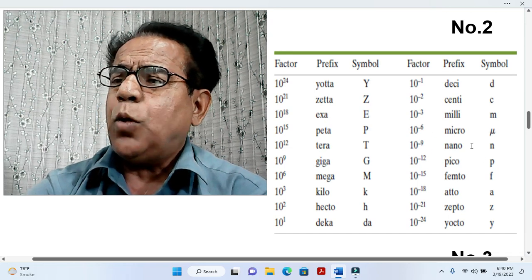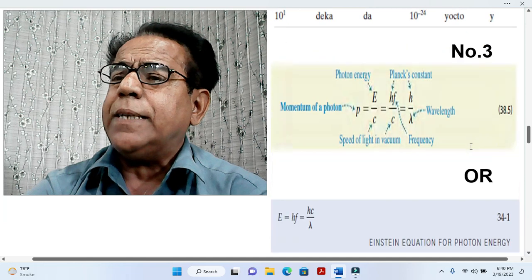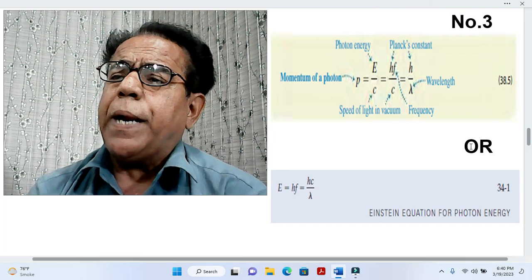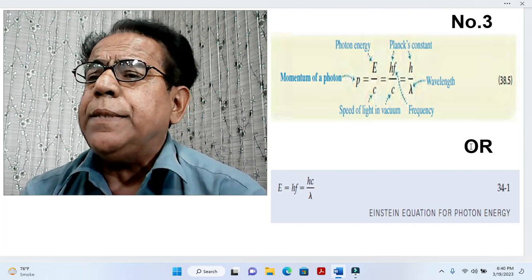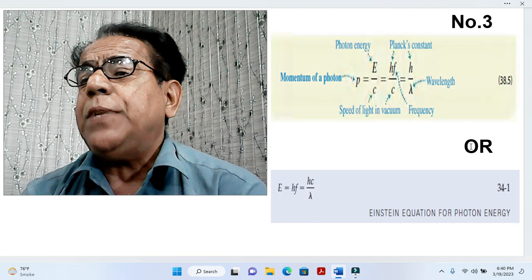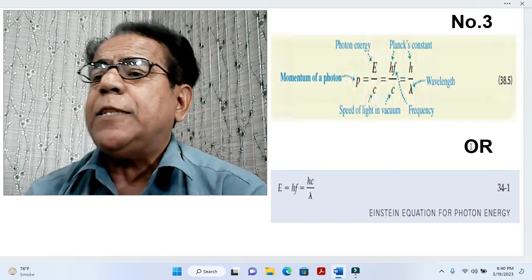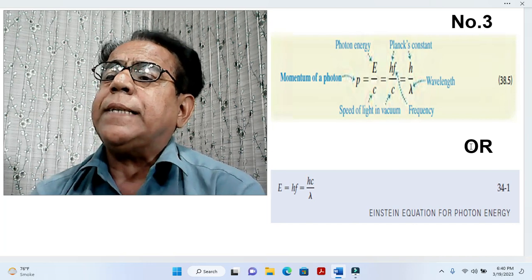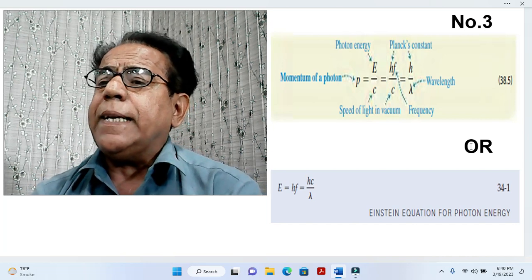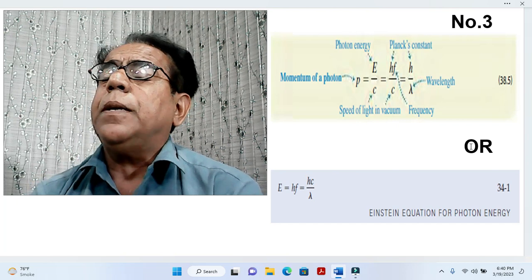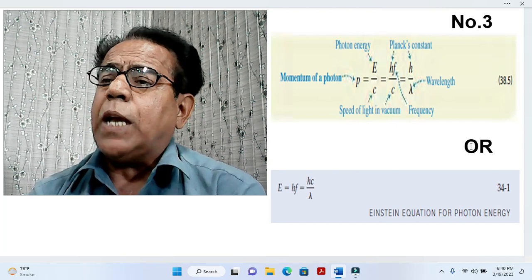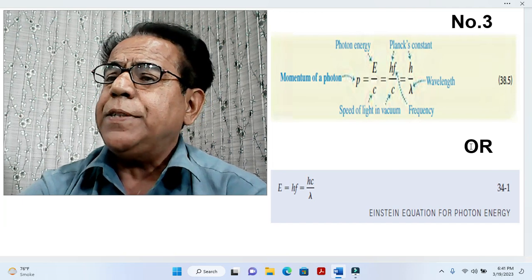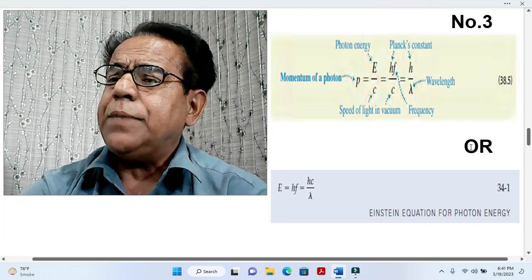Now we move to third tool, which is a definition of momentum of a photon. Momentum of a photon P is equal to E over C, where E is the photon energy and C is the speed of light in vacuum. This alternatively becomes equal to HF over C, where H is Planck's constant and C is again speed of light in vacuum. This becomes alternatively equal to H over lambda, where F is the frequency and lambda is the wavelength.